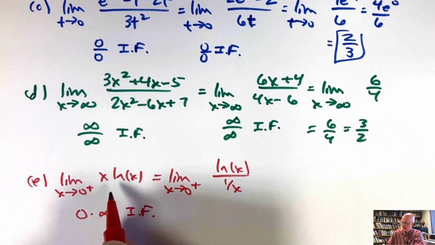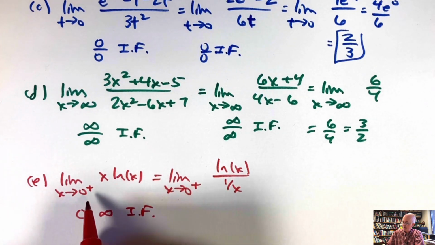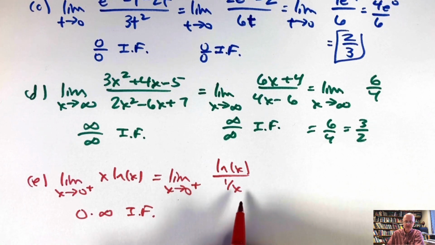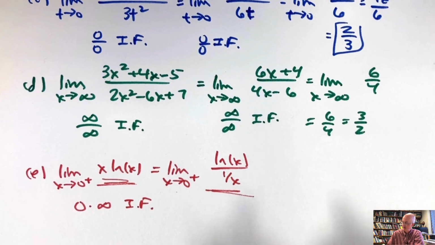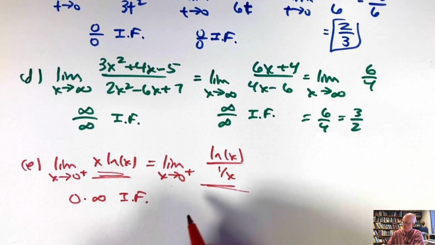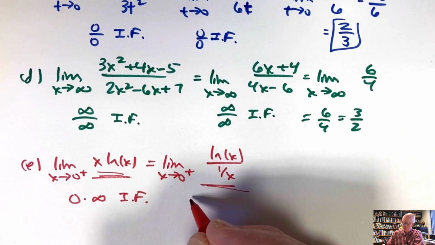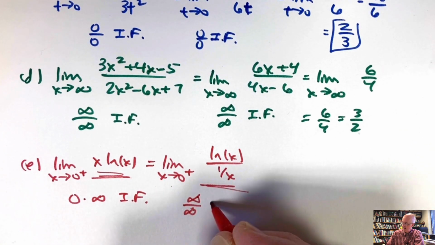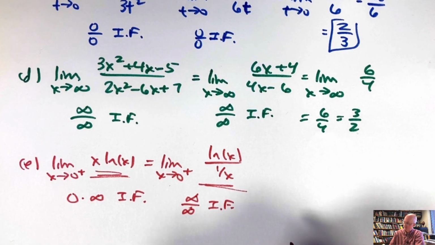And the function was undefined at x equals 0 anyway, right? Natural log of 0 is undefined. We're only thinking about positive values of x. This definitely is true. These two functions here and here are the exact same function. But now it's no longer a 0 times infinity indeterminate form. It's now an infinity over infinity indeterminate form. Both the top and the bottom of this fraction go to infinity as x goes to 0 from the right.